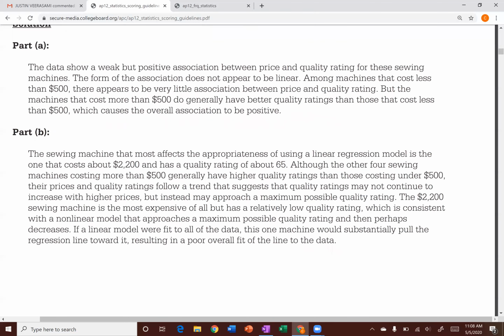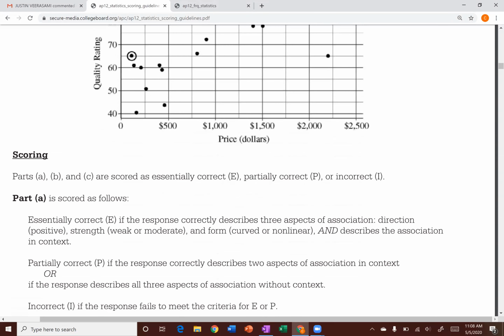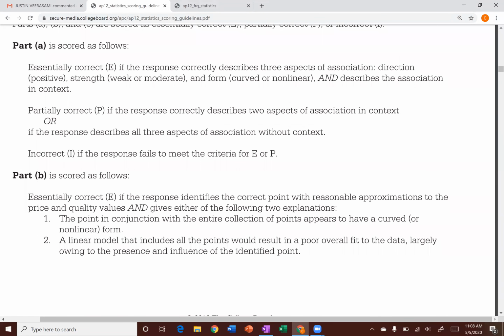Now, this is their response. And again, your response does not have to be as wordy as theirs. I'm not going to read the whole thing. You can read it, but what I'm interested in is what they accept as an essentially correct response.